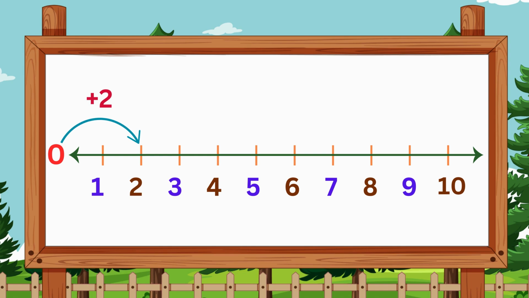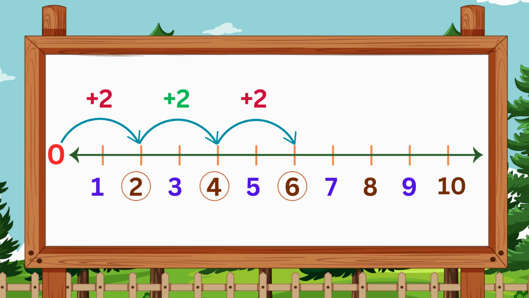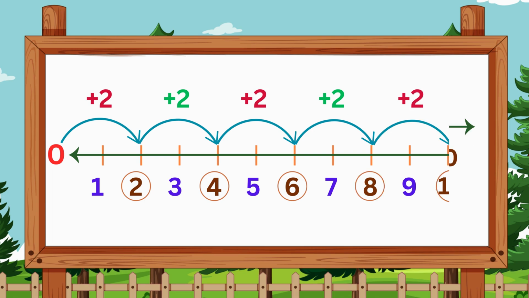0 plus 2 is 2. 2 plus 2 is 4. 4 plus 2 is 6. 6 plus 2 is 8. And 8 plus 2 is 10.